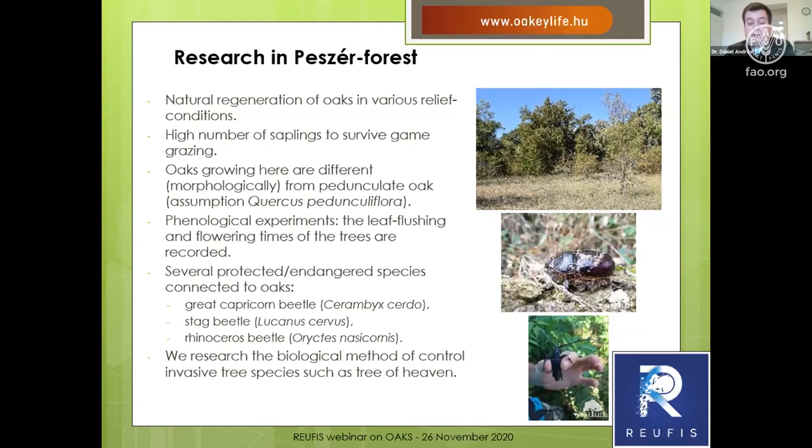We researched the phenological method of the oaks, leaf flushing and flowering times also. We monitored, and we will continue monitoring, the insect species which are connected to oak species, such as Cerambyx cerdo and Oryctes nasicornis, and other species which are endangered or of community interest.